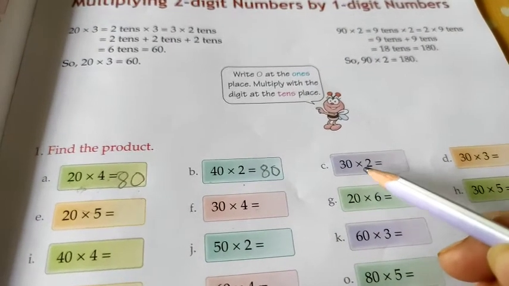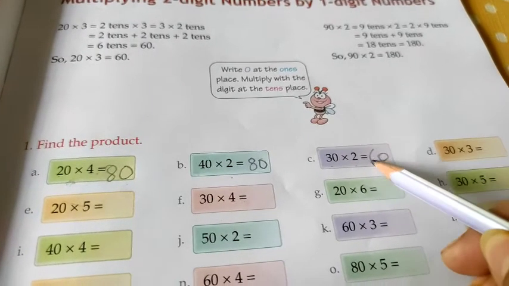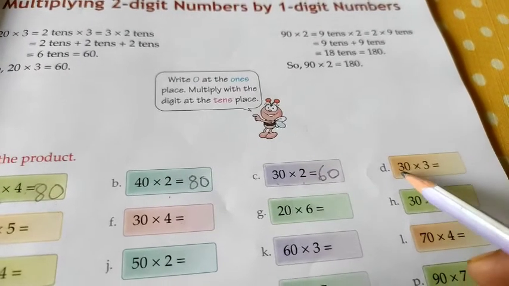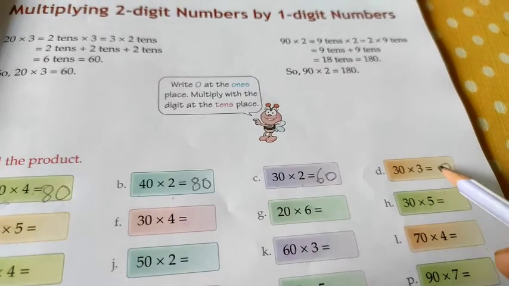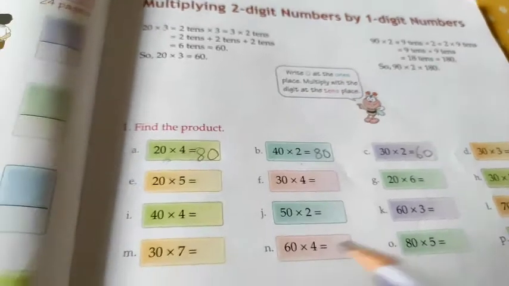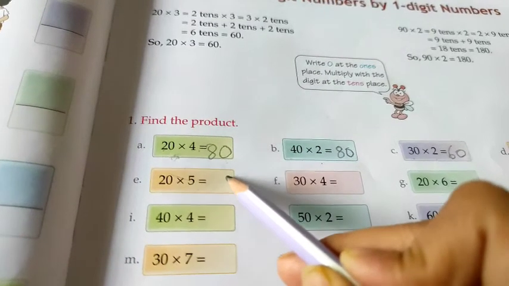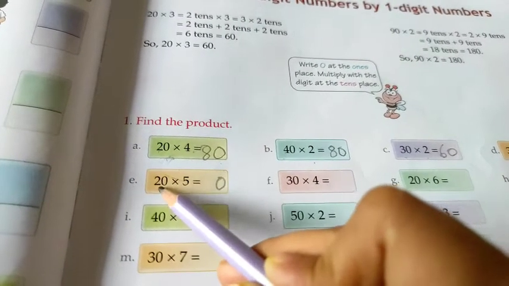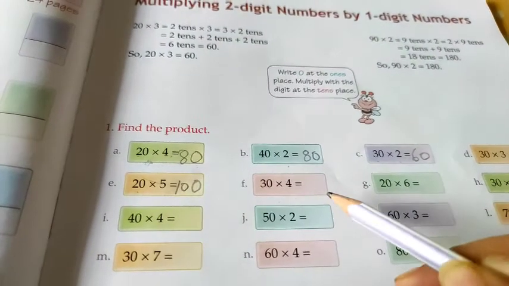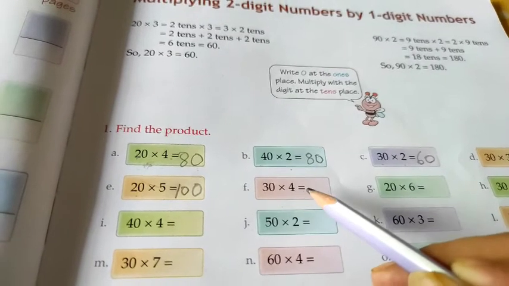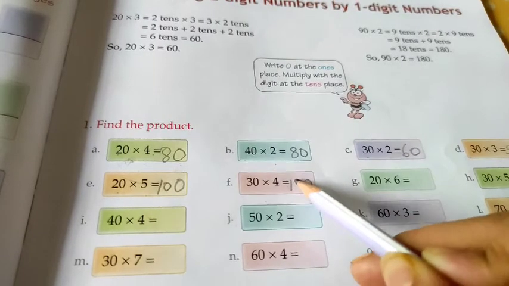Next is 30 multiplied by 2. So first I write 0 and 3 multiplied by 2 is 6. Next, 30 multiplied by 3. Then I write first 0 and 3 3s are 9. Now 20 multiplied by 5. So I write here 0 and 2 multiplied by 5 is 10. 2 5s are 10. Then 30 multiplied by 4. So I write first 0 and 3 4s are 12.